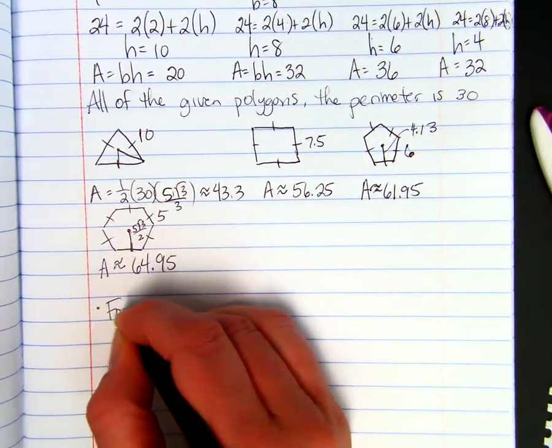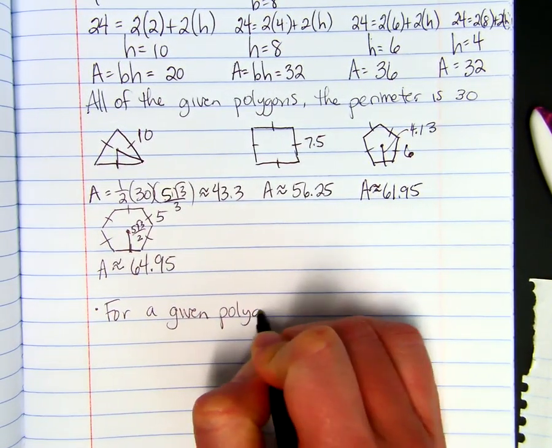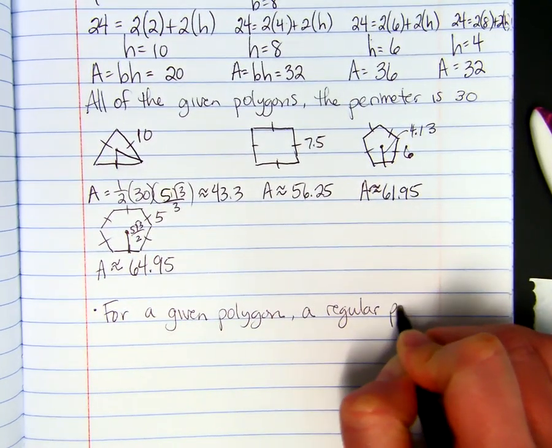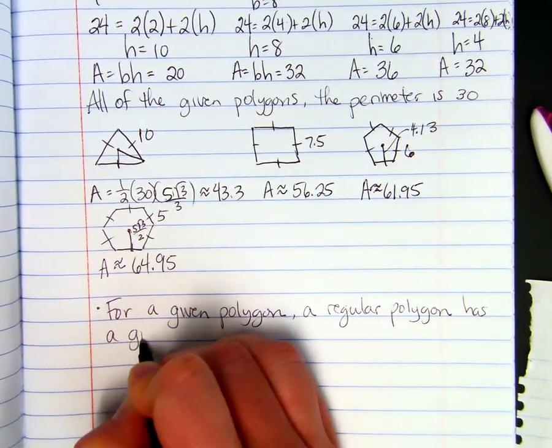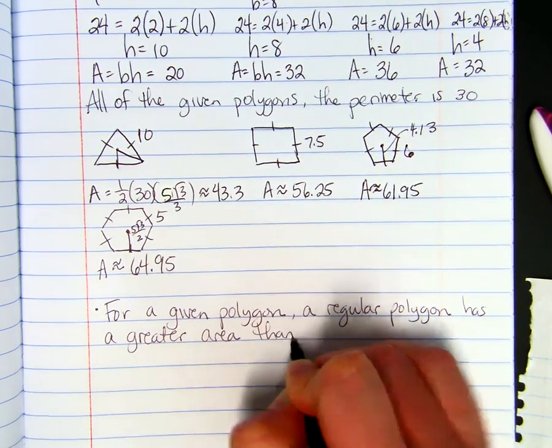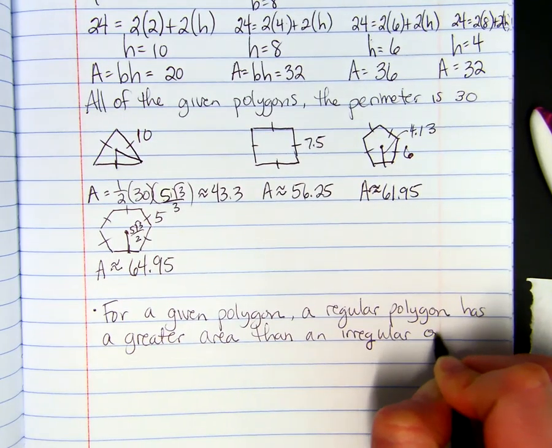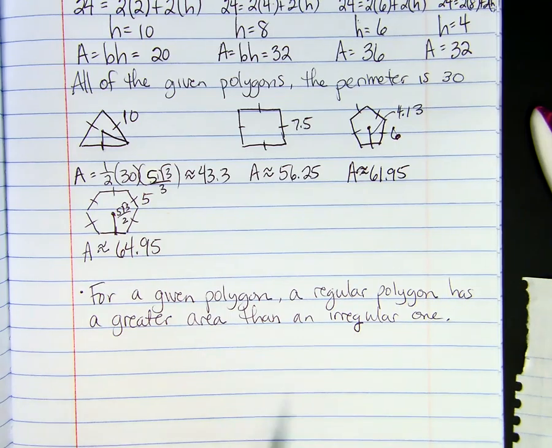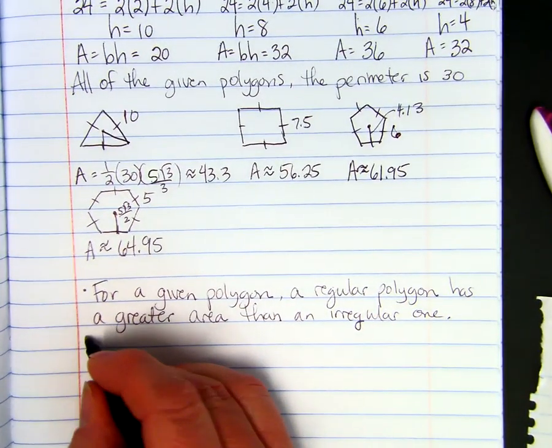So there's a couple of things. For a given polygon, a regular polygon has a greater area than an irregular one. So if you're talking about a pentagon, if all the sides are the same, you're going to have a greater area than if you have different length sides.